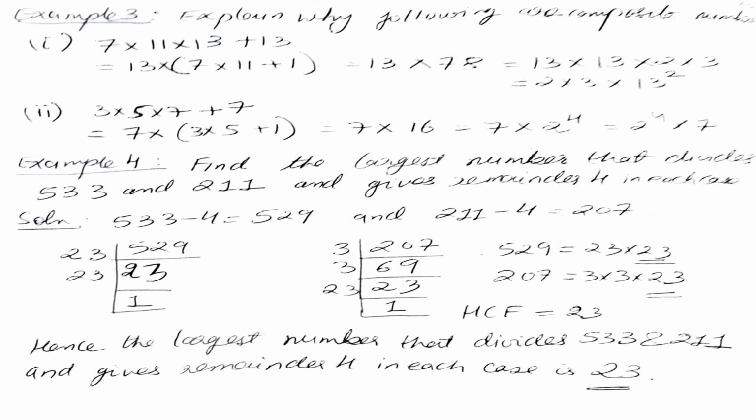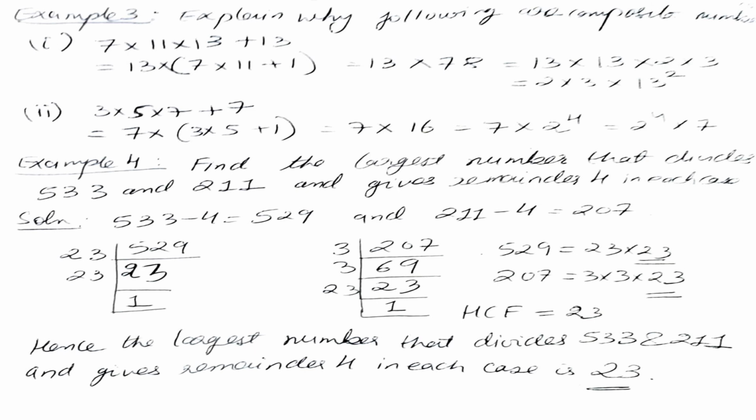Next example, find the largest number that divides 533 and 211 and gives the remainder 4 in each case. Now we want the remainder 4. That means if I subtract 4 from both the numbers, then I should get them exactly divisible. 533 minus 4 is 529 and 211 minus 4 is 207.